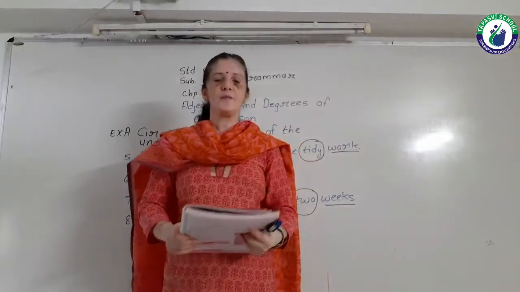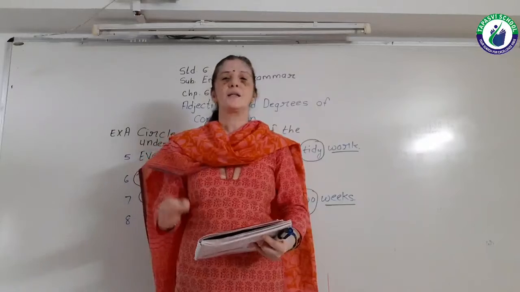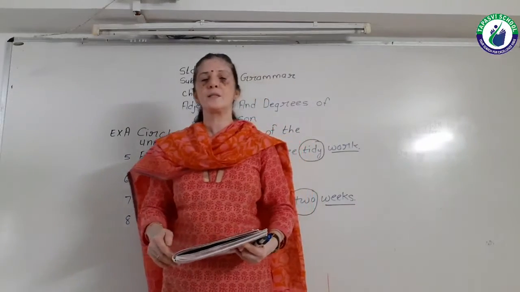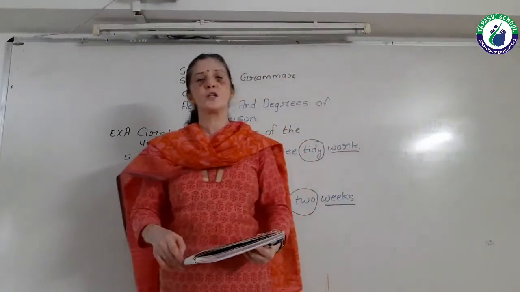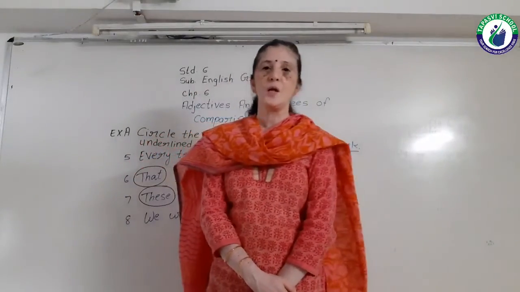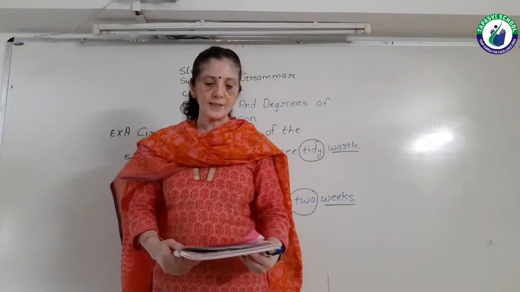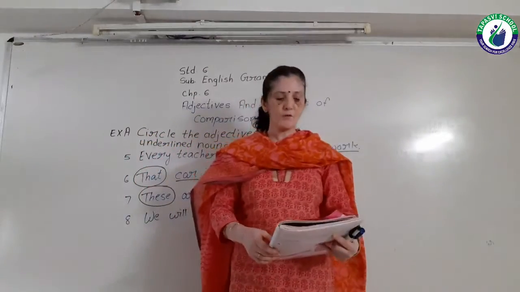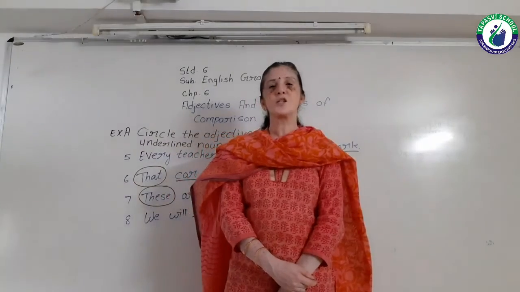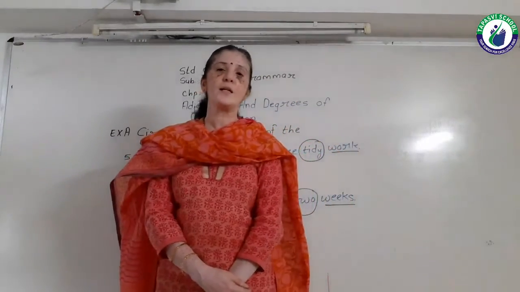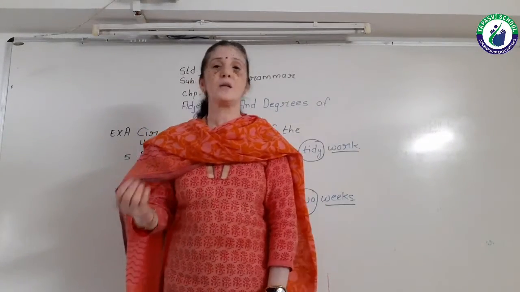Now students, today we will learn kinds of adjectives. There are 6 kinds of adjectives: adjectives of quality, adjectives of quantity, adjectives of number, demonstrative adjectives, interrogative adjectives and possessive adjectives. Now the first kind is adjective of quality. What is an adjective of quality? An adjective of quality describes the quality of a person or a thing.